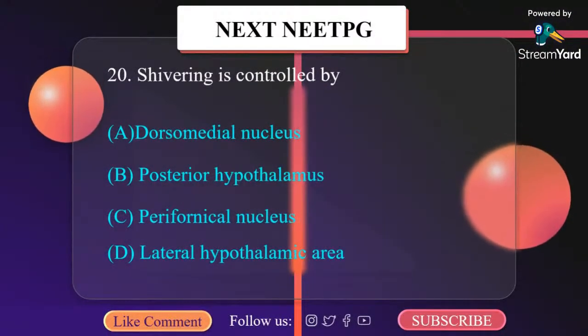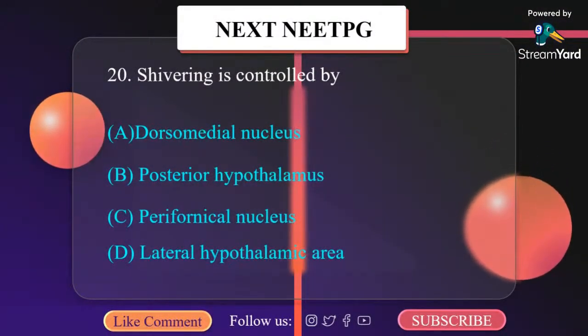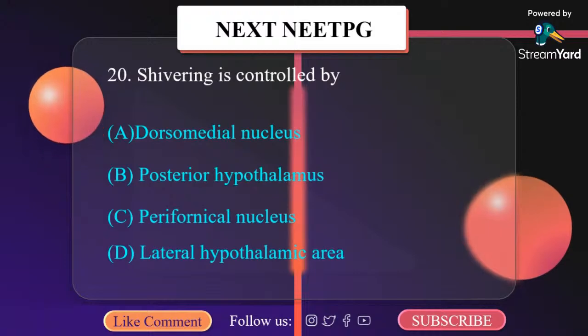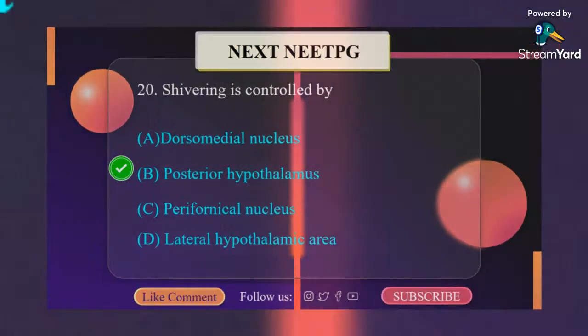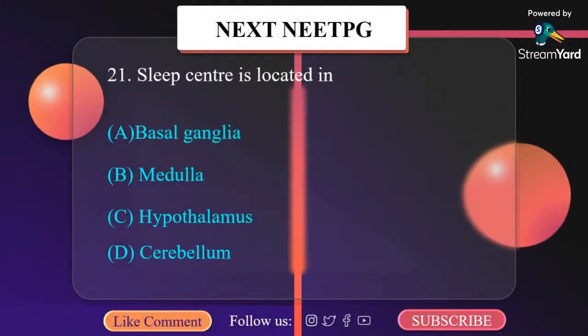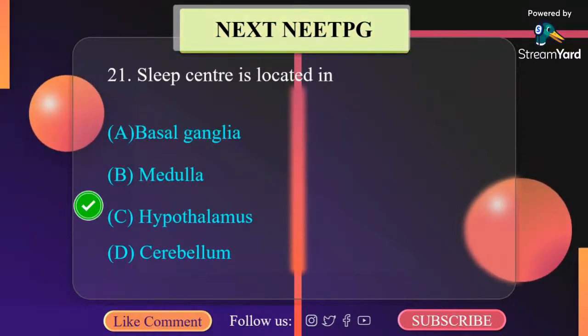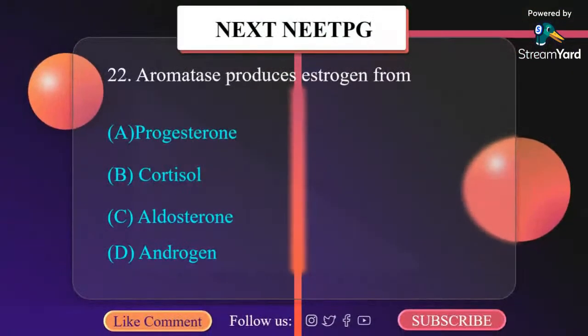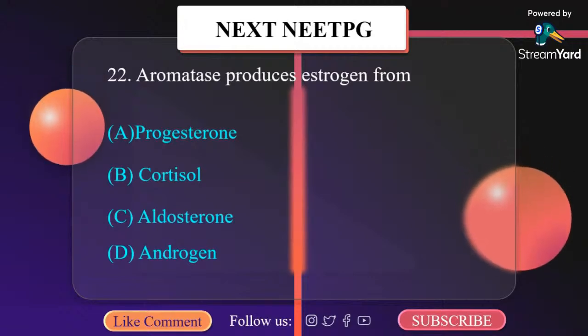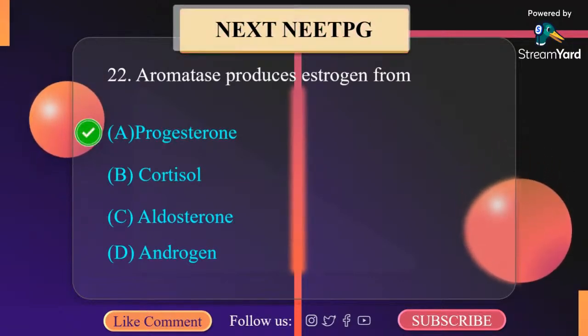Shivering is controlled by A. Dorsomedial nucleus, B. Posterior hypothalamus, C. Perifornical nucleus, D. Lateral hypothalamic area. It is posterior hypothalamus. Sleep center is located in A. Basal ganglia, B. Medulla, C. Hypothalamus, D. Cerebellum. Hypothalamus. Aromatase produces estrogen from A. Progesterone, B. Cortisol, C. Aldosterone, D. Androgen.